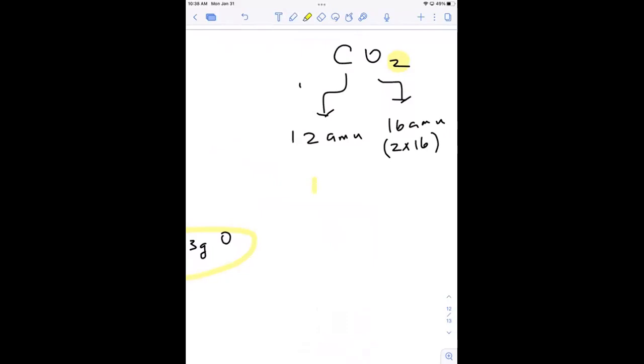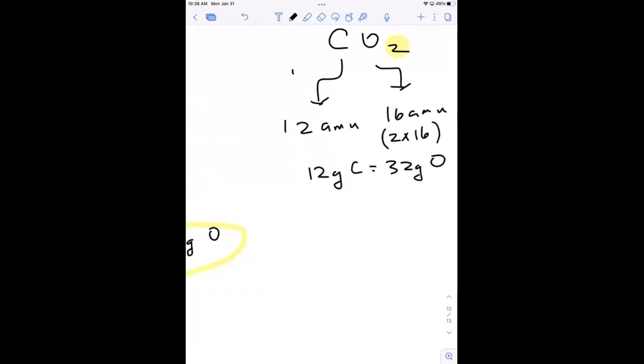So this is going to be 12 grams of carbon for a sample of carbon dioxide, 32 grams of oxygen. Yes or no for this sample? Yes. Okay. So now let's see what the ratio is, right?